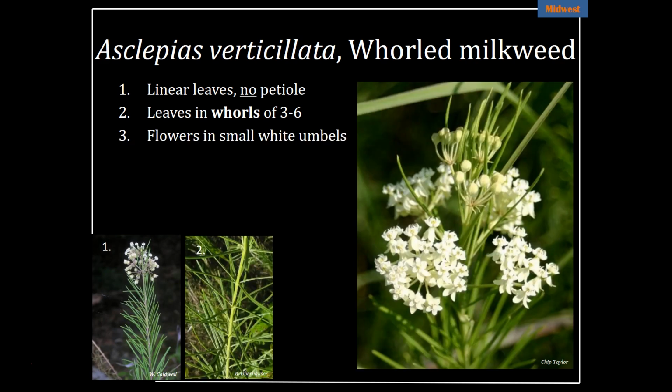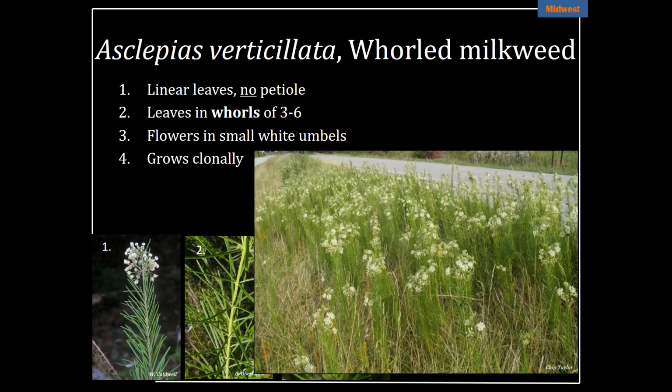Small white umbels occur at the top of the plant. Each stem may have several umbels. Whorled milkweed is clonal, like common milkweed. You'll often find large patches of this species, and the stems are connected under the soil via rhizomes. Each stem of this interconnected plant is called a ramette.